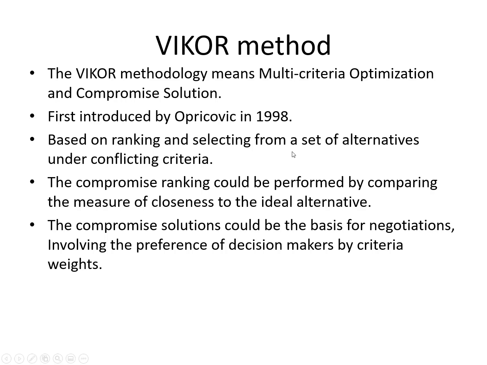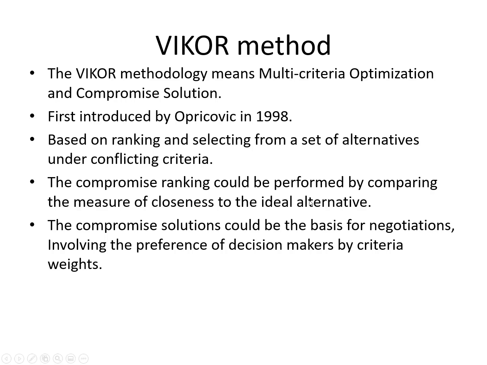It is based on ranking and selecting from a set of alternatives under conflicting criteria. We have already discussed criteria, characteristics, and alternatives. We have different criteria and different alternatives. The question is which alternative will be the best one. The compromise ranking could be performed by comparing the measure of closeness to the ideal solution.